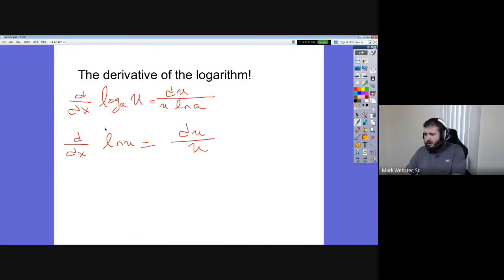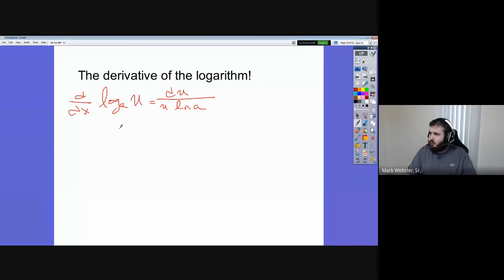Okay. Next thing I want to talk about is the derivative of the logarithm. So any average logarithm is going to have the following formula. And I'll get to the special easy logarithm in a second. But if you've got any old logarithm with any old base, it could be 2, it could be 3, it could be 5, it could be 12, it could be 90. It doesn't matter what the base is. It's the derivative of what's inside the parentheses divided by what's inside the parentheses times the natural log of a.